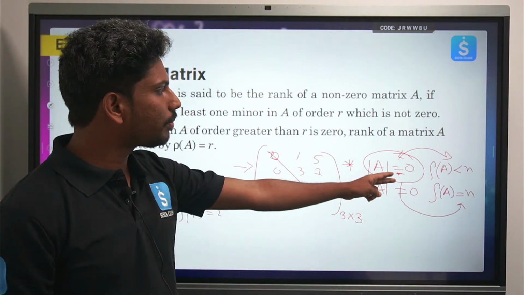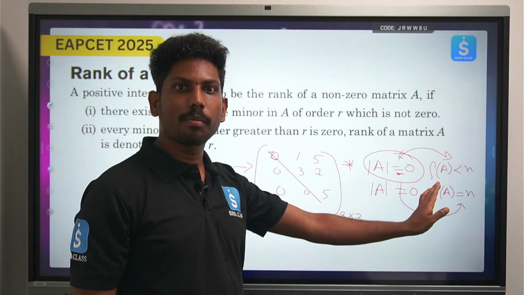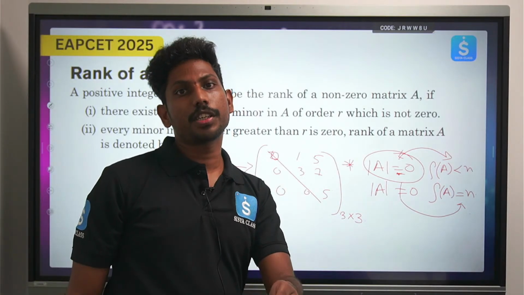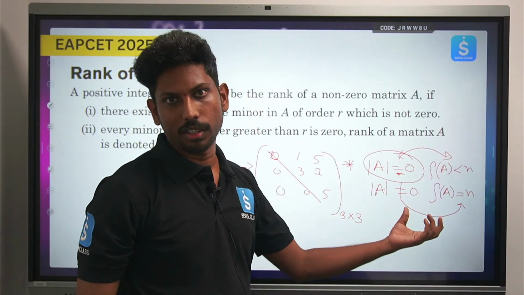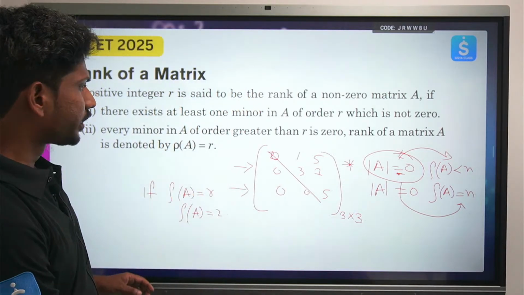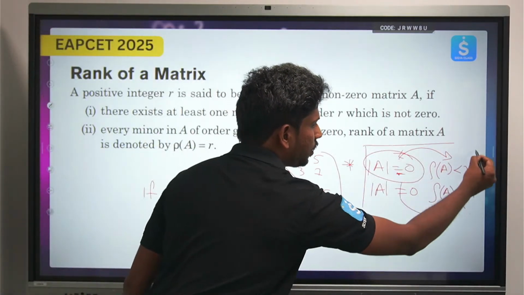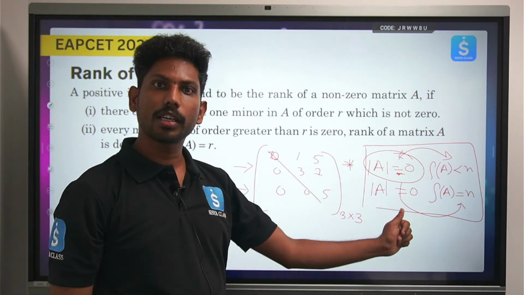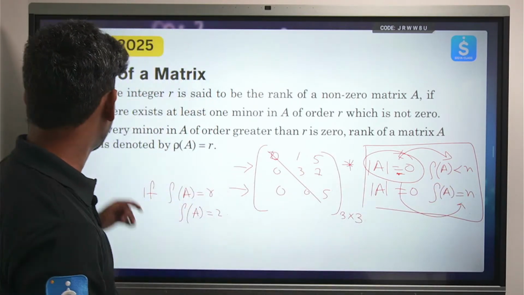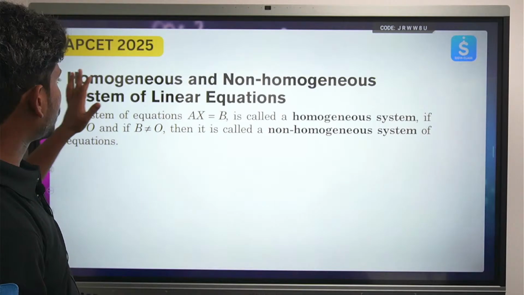Okay, if you understand this, after this we can directly discuss the homogeneous system of equations and non-homogeneous system of equations just using precisely this logic. So remember this, just take this as a tabular column. Whenever determinant equal to 0, rank is less than n. Whenever determinant not equal to 0, rank equals n. This is how the opposite things go. Okay, so that is the first thing.